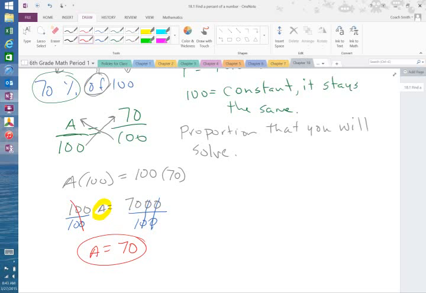I want to look at number 2. Here's what I want you to do on number 2. I want one person in your group to, on their whiteboard, show me how to set up the problem. And then another person on the whiteboard is going to give me the answer. When you have both of those things done, hold them up so I can see.